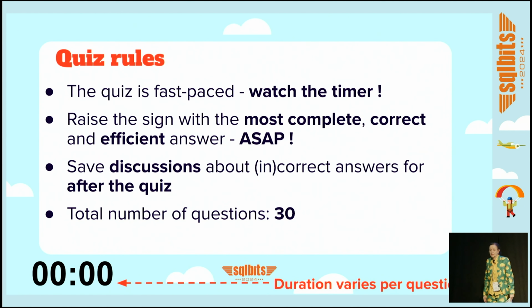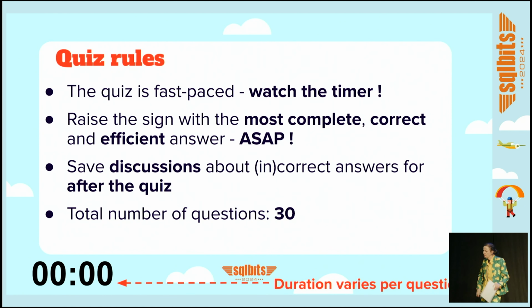All right, then the next thing is raise the sign with the most complete, correct, and efficient answer, and do this as soon as possible. So if it's partly correct, then it might not be the correct answer. Look for the most complete, correct, and efficient answer. Don't wait for me to finish with asking the question. Just raise your sign, or you can also shout it if you want.